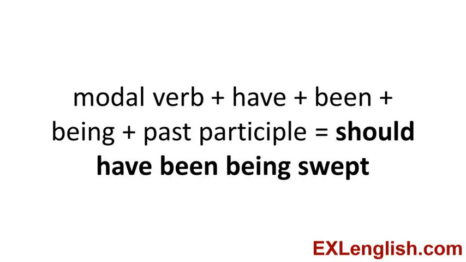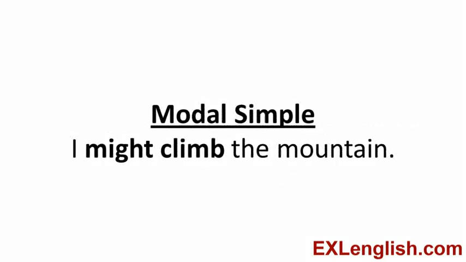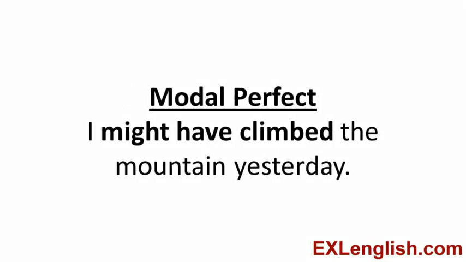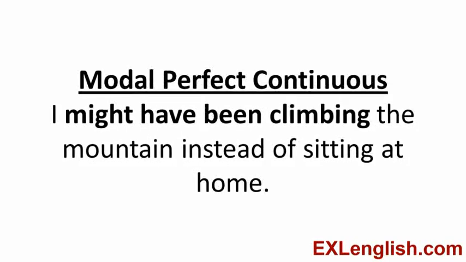Here are some actual sentences using the structures that you saw above with possible verb-phrase combinations that contain modal verbs in the English language. Modal simple: I might climb the mountain. Modal continuous: I might be climbing the mountain right now. Modal perfect: I might have climbed the mountain yesterday. Modal perfect continuous: I might have been climbing the mountain instead of sitting at home.